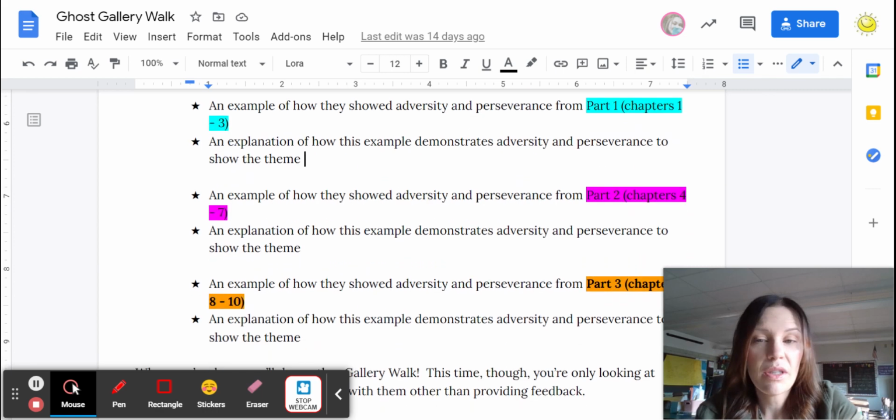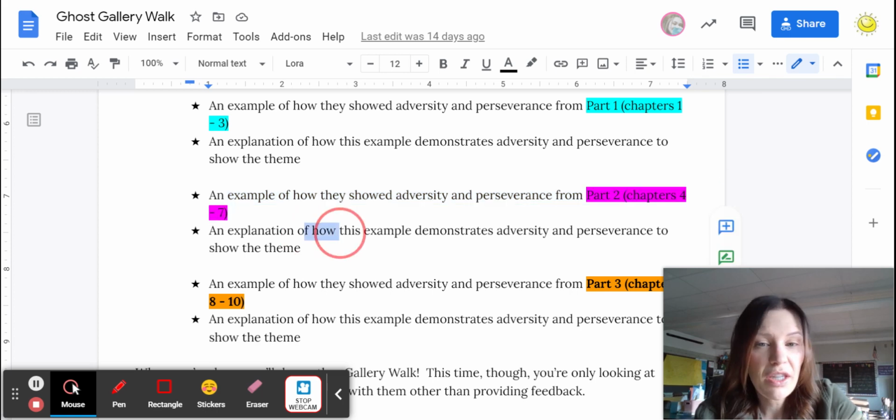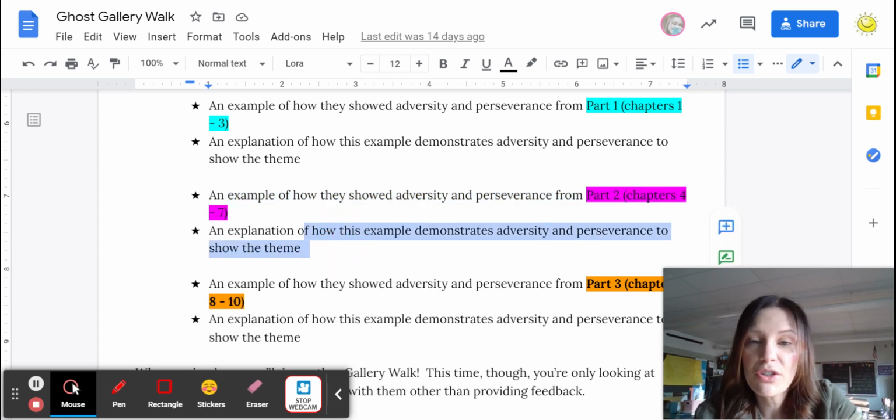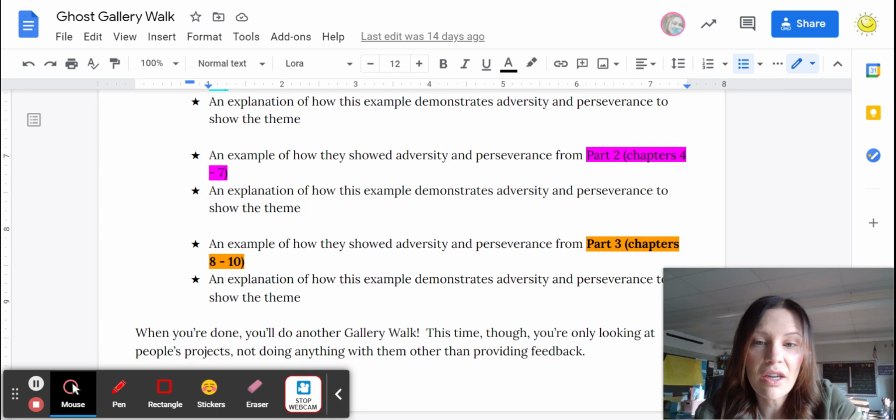Okay. Next, an example of how they showed adversity and perseverance from part 2. And then an explanation of how this example demonstrates adversity and perseverance to show the theme. So again, lots of explanation in these several bullet points here. Last one, an example of how they showed adversity and perseverance from part 3. And an explanation of how this example demonstrates adversity and perseverance to show the theme. All of that is what needs to be included in your creative presentation of this showcase of this character. Okay? Again, try to be creative in the way that you present this character to other people.